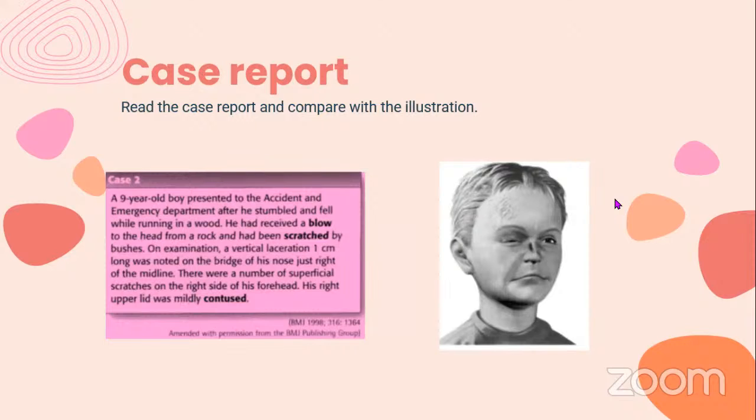Case report, case 2. A 9-year-old boy presents to the accident and emergency department after he stumbled and fell while running in a wood. He had received a blow to the head from a rock and had been scratched by bushes. On examination, a vertical laceration 1 cm long was noted on the bridge of his nose, just right in the midline. There were a number of superficial scratches on the right side of his forehead. His right upper lip was mildly contused.